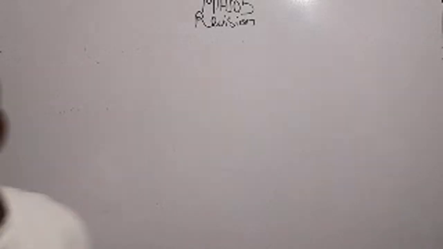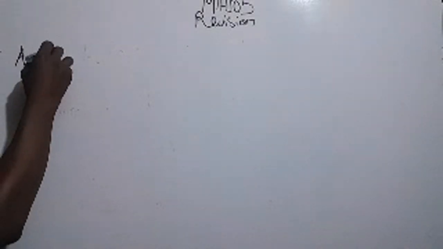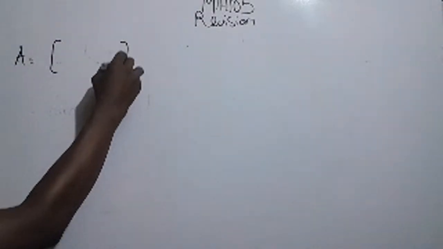Now, the first thing you need to understand about multiplication of matrices is that it has to be the same row and the same column. What do I mean by that? You can only multiply these matrices if you have something like this.